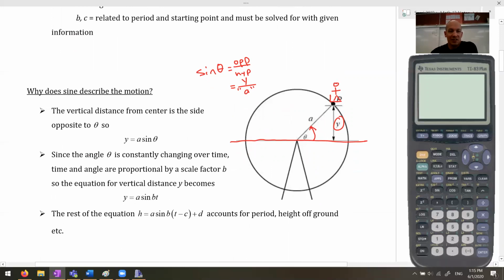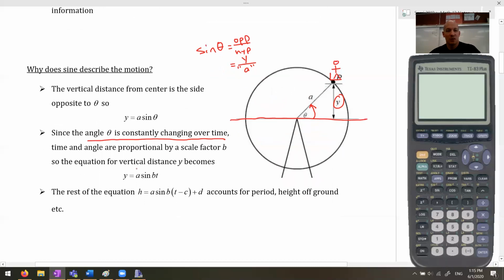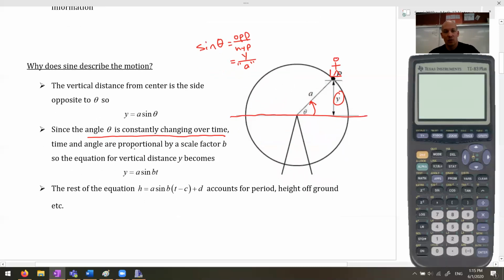Since the angle theta is constantly changing over time, and this is something that would happen if you're rotating around at a nice constant speed like most Ferris wheels, I don't know about too many Ferris wheels that start to accelerate or slow down other than at the start and stop. Then we can say that the time and the angle are proportional. I know we're saying y depends on the angle, but we could also say y depends on the time. And when we say something is proportional, there's some sort of scaling factor.